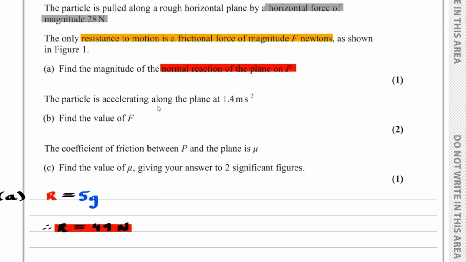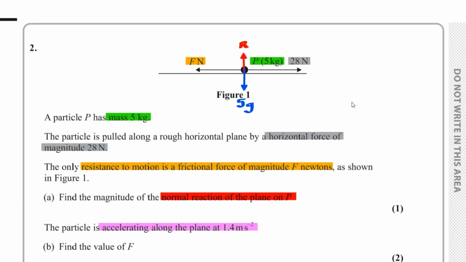The particle is accelerating along the plane at 1.4 meters per second squared. For part B, we have to find the value of F. What we know so far is the particle is accelerating along the plane at 1.4 meters per second squared. Now, what we can do in this question is find out what F is using the sum of the forces equals the mass multiplied by the acceleration.